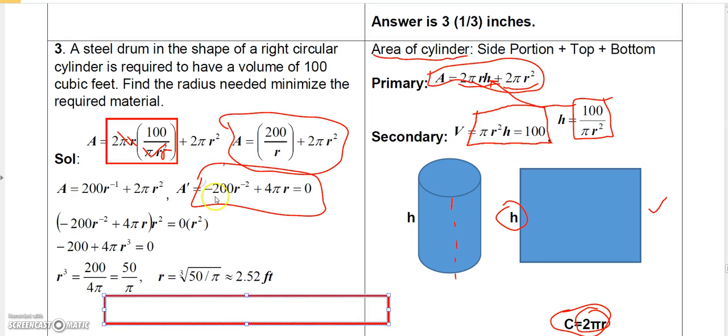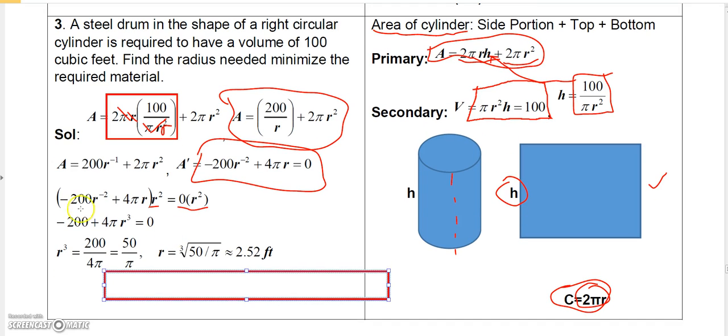Okay, so now what I can do is multiply each term here by r squared, and that way it'll cancel the r to the negative 2. So I'm going to multiply each term on the left by r squared, and of course then I'll have to multiply the 0 on the right by r squared. When I do that, r squared times minus 200 r to the negative 2 just cancels the r's, and I get minus 200. Then when I multiply 4 pi r by r squared, I get 4 pi r cubed. And then 0 times r squared is 0.